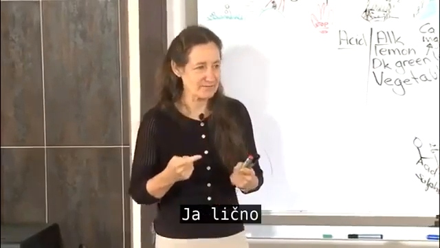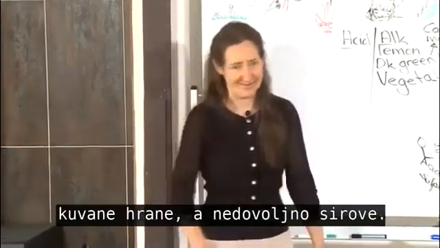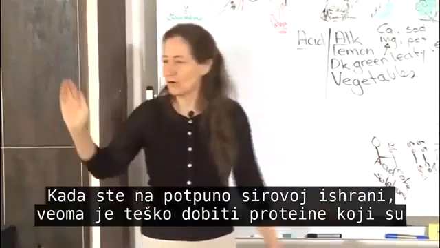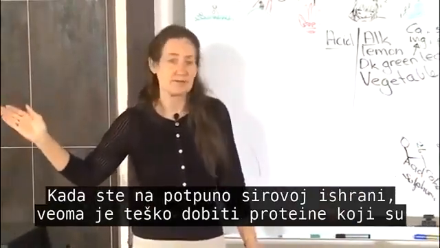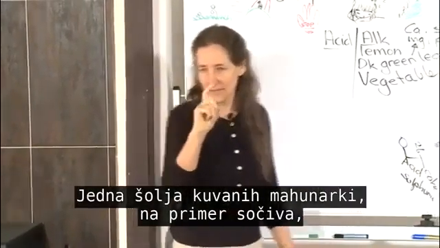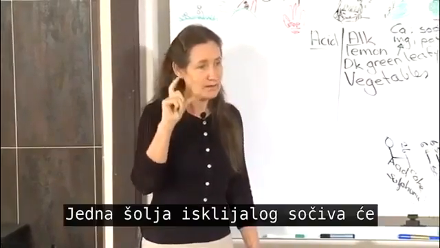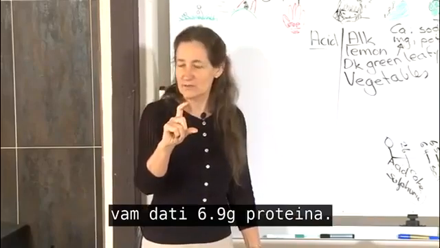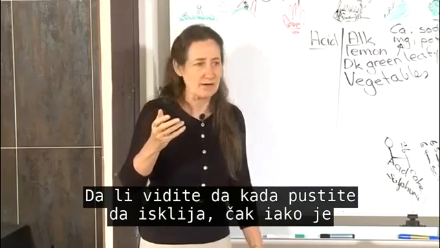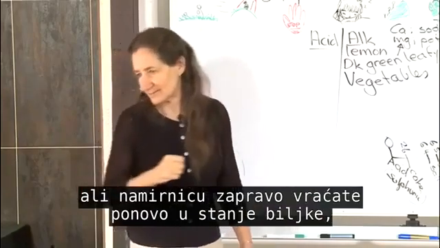Now, I myself, I believe most people eat too much cooked food and not enough raw. All raw is extreme, all cooked extreme. On an all raw diet, it's very difficult to get the protein that you need. So it should be a little bit of both. 1 cup of cooked legumes, say lentils, will deliver 15 grams of protein. 1 cup of lentil sprouts will deliver 6.9 grams of protein. Can you see sprouting it? Even though it's certainly very digestible, you actually bring it back to a plant.